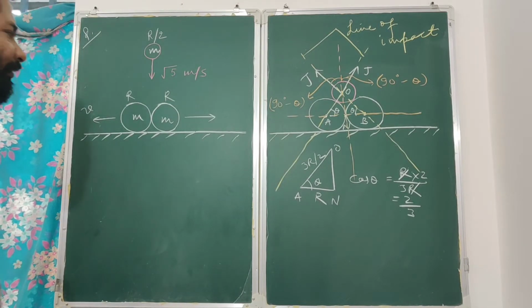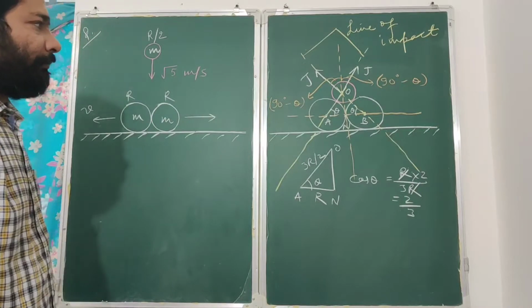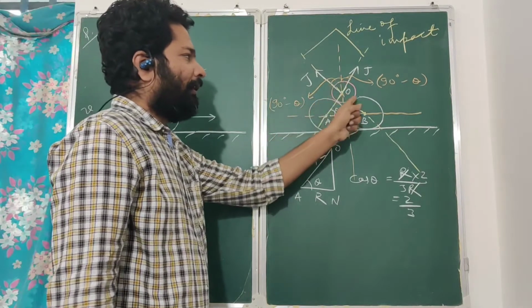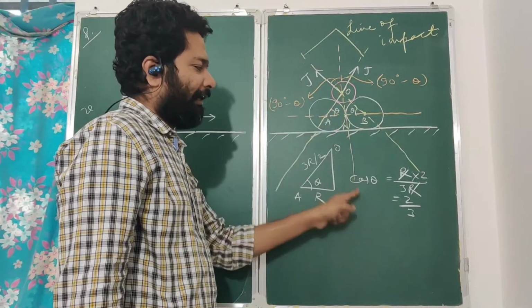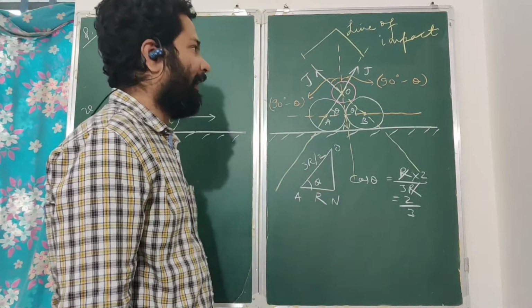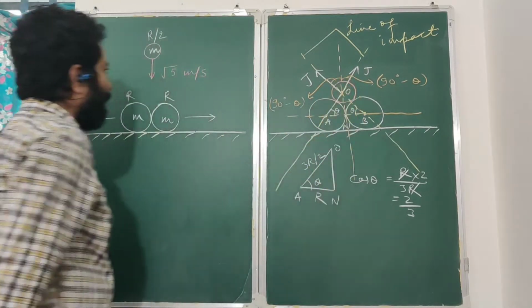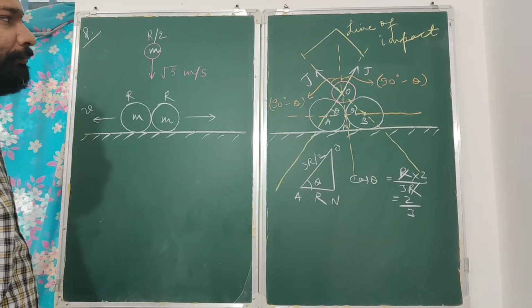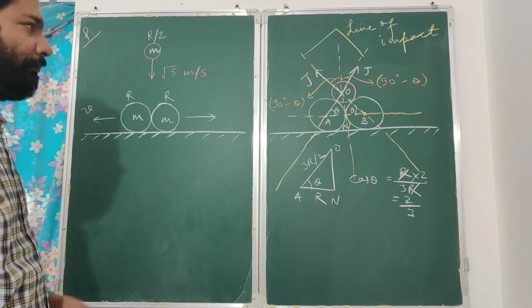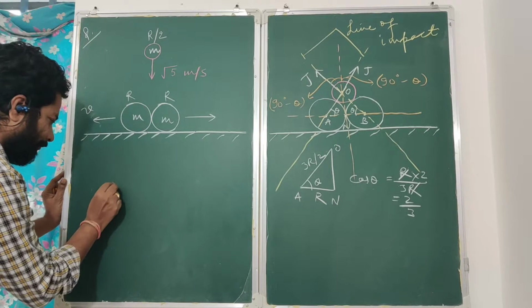Cos theta is coming as 2 by 3. Now let us talk about this smaller ball. We have determined the value of the angle, so that will be handy in further mathematical calculation. Let us go back and talk about this ball of mass m and radius r by 2. So for this ball, I am drawing the diagram here.